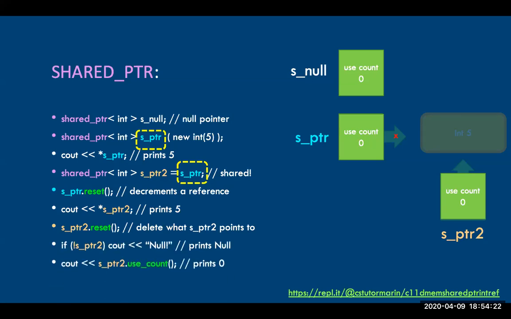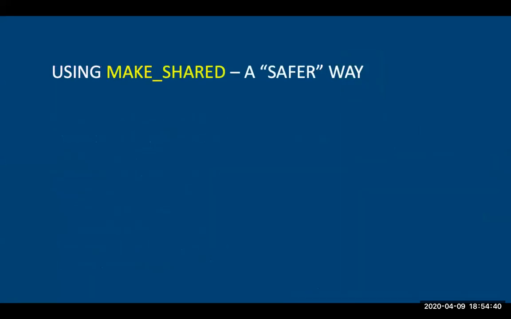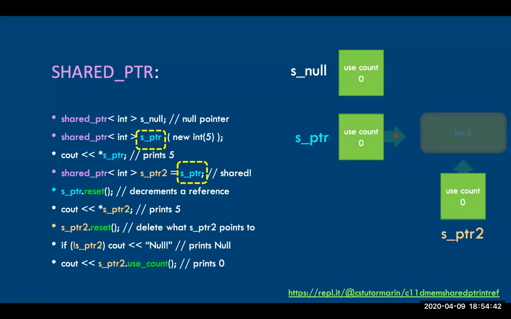Okay. And all the other things that we've seen work with the shared pointer, so we can check for its nullness by saying if it is not defined, then print out null. And we can also just check the use count to see how many other pointers are using it. If 0, then of course it's null effectively. Okay. So that's shared pointer.